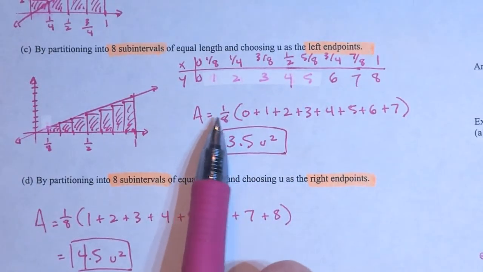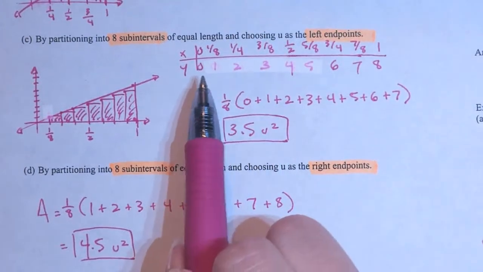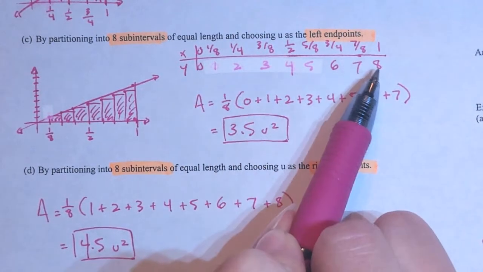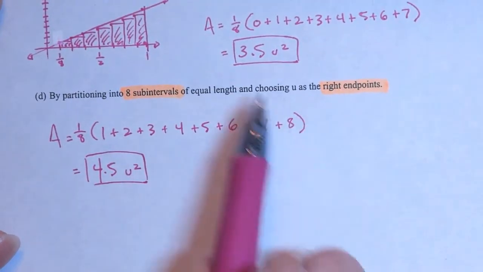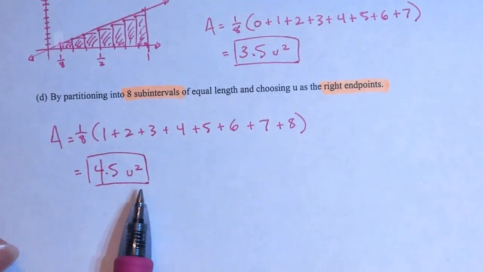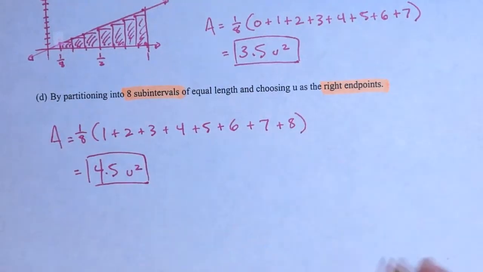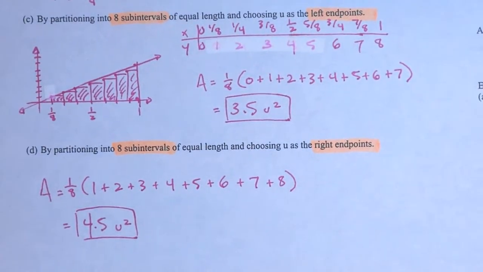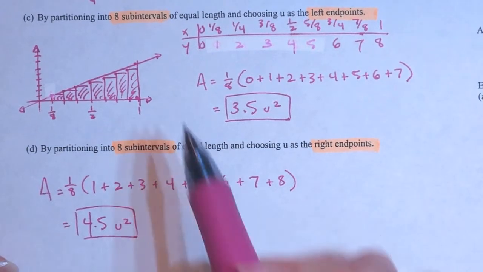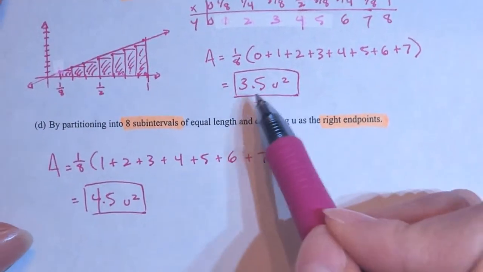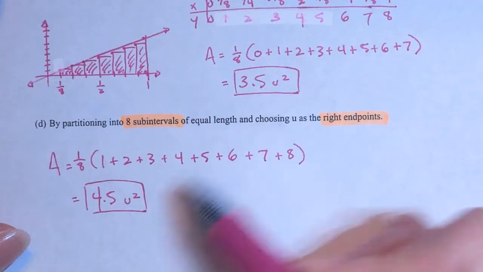It's going to be 1/8. And then instead of 0 through 7, it's 1 through 8. So 1 through 8, and that's going to be 4.5. So we're getting a little bit closer. The more rectangles, the closer we are to the actual answer. So here's my question to you. What's the actual area? Well, this is a triangle, and we can tell it's just going to be the middle between this and this.